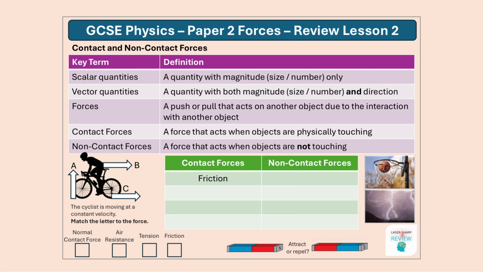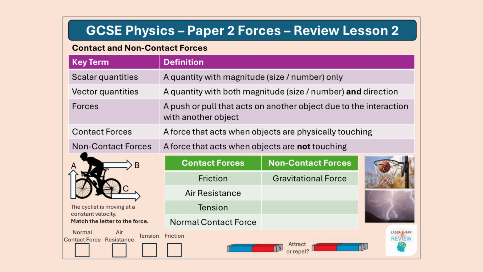Probably the most obvious contact force would be friction, so when two objects rub together and we can feel some heat. And a couple of other contact forces such as air resistance, often forgotten about because that's when air particles are colliding with you. Tension and also a normal contact force, so when you stand up there's a force, the weight pulling you down, but in the ground the normal contact force is pushing you up.